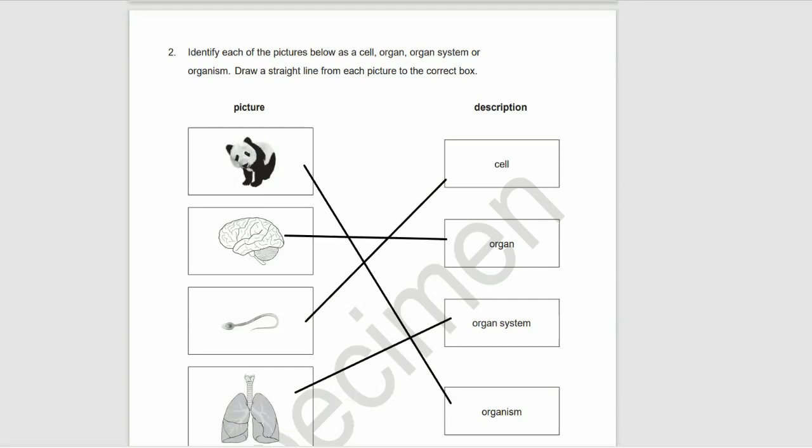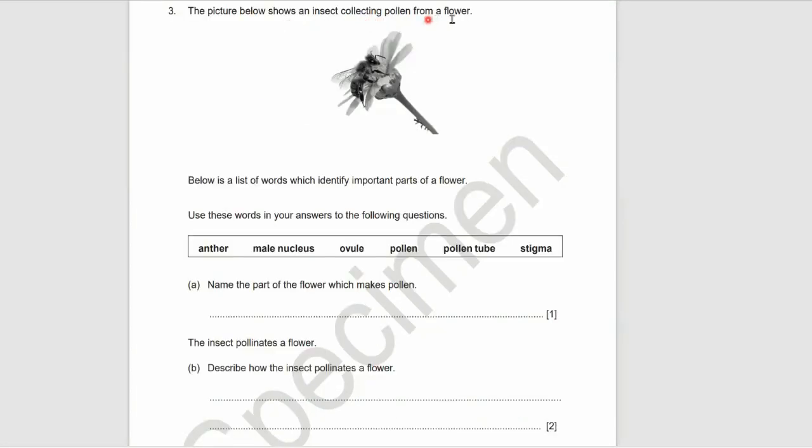Okay, let's move on. The picture below shows an insect collecting pollen from a flower. Below is a list of words which identify important parts of a flower. Don't forget to pause the video and have a go at these questions before I go through the answers. Use these words in your answers to the following questions: anther, male nucleus, ovule, pollen, pollen tube, stigma. Name the part of the flower which makes pollen.